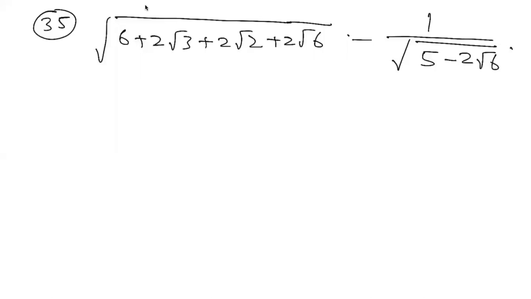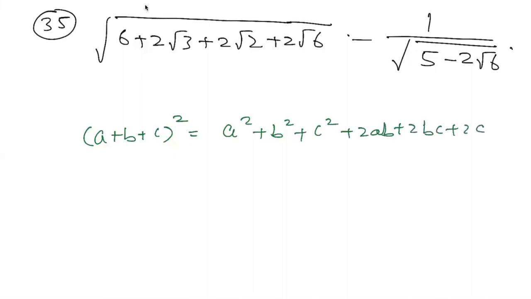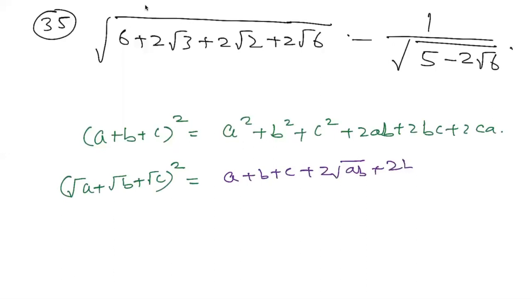Look, coming with the basic, right? First, start with the formula: A plus B plus C the whole square. We know that this is A square plus B square plus C square plus 2AB plus 2BC plus 2CA, right? Similarly, if in place of ABC it is given under root A plus under root B plus under root C the whole square, the formula changes: A plus B plus C plus 2 under root AB plus 2 under root BC plus 2 under root CA.